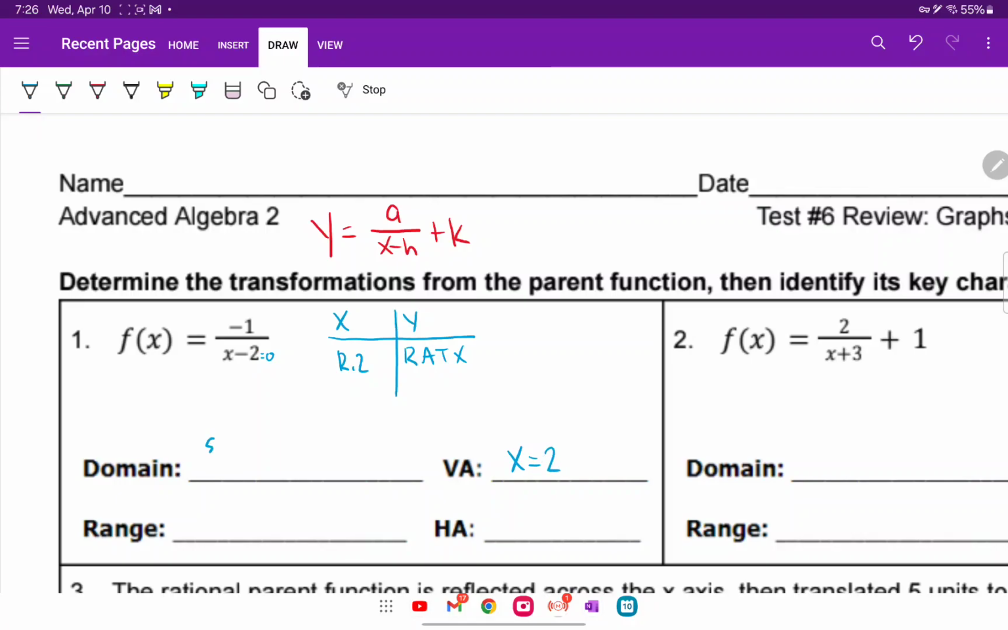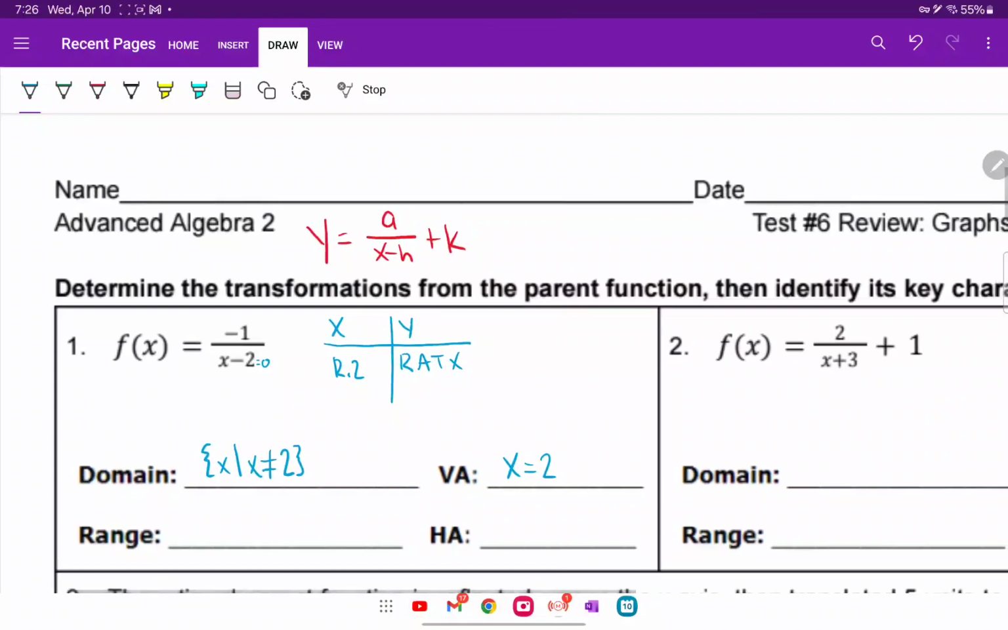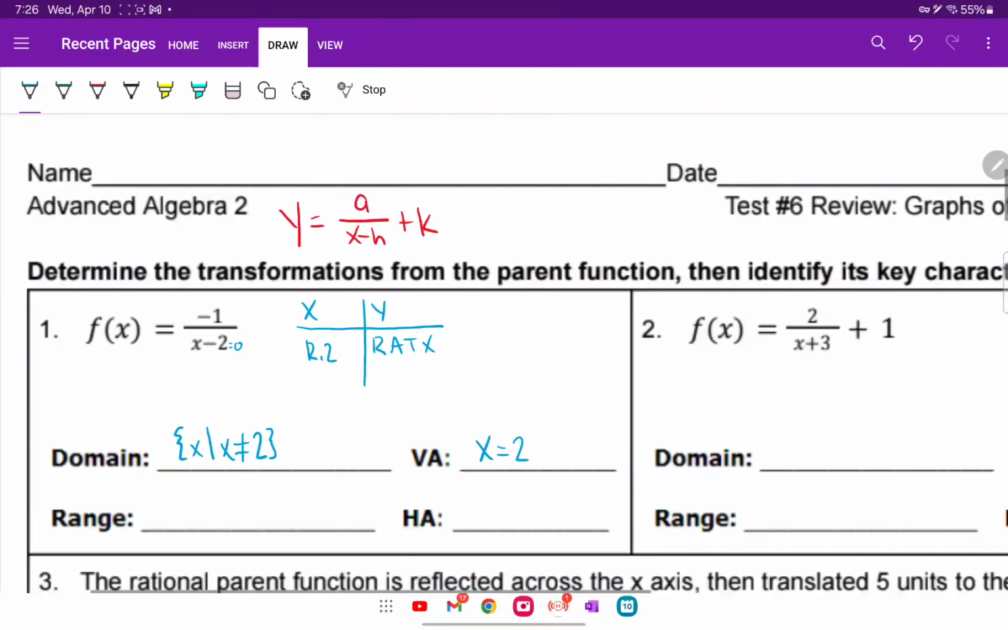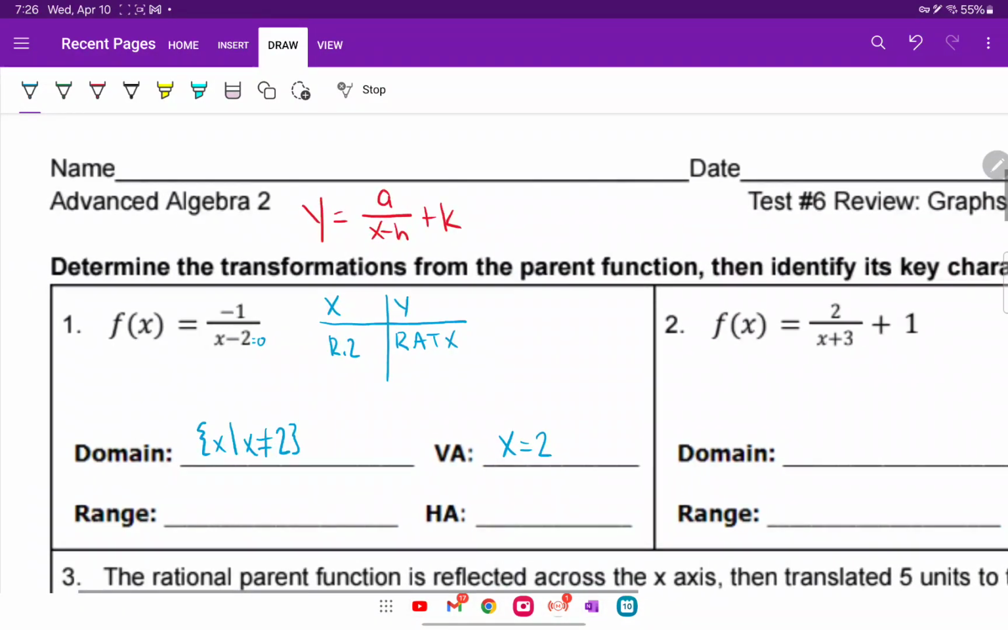Therefore, our domain is braces x such that x cannot equal the vertical asymptote. Remember, this is for functions that are in standard form, so in the transformation form. For our horizontal asymptote, it's going to be k. You'll notice there is actually no k there, so we assume that to be 0. So y is equal to 0. And the range is braces y such that y cannot equal the horizontal asymptote, which is 0.